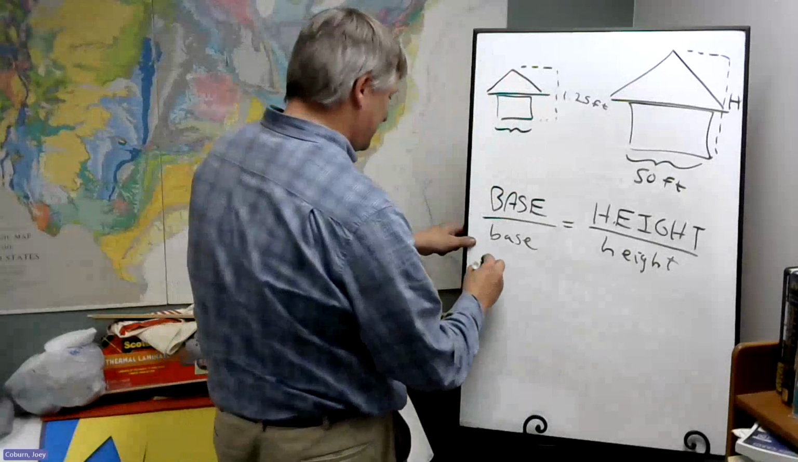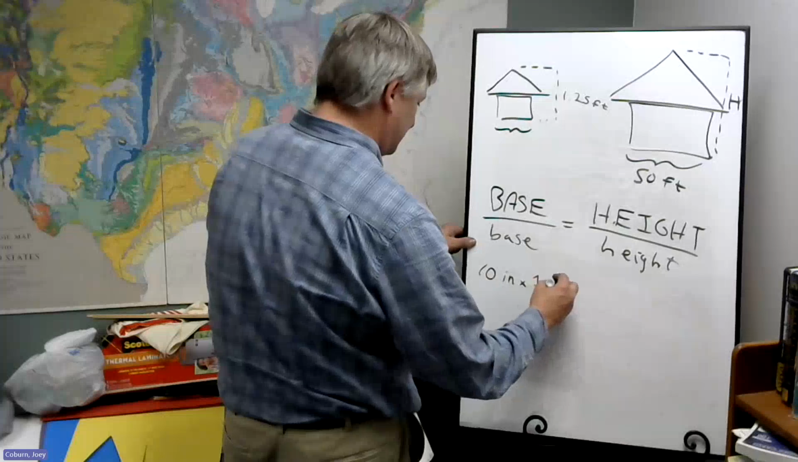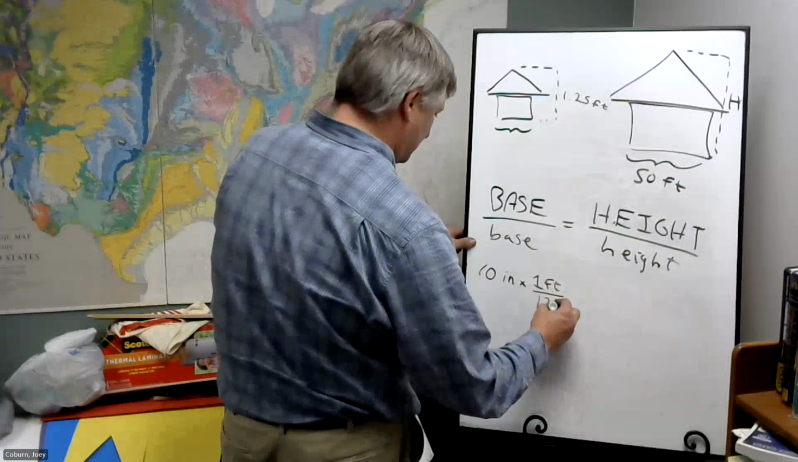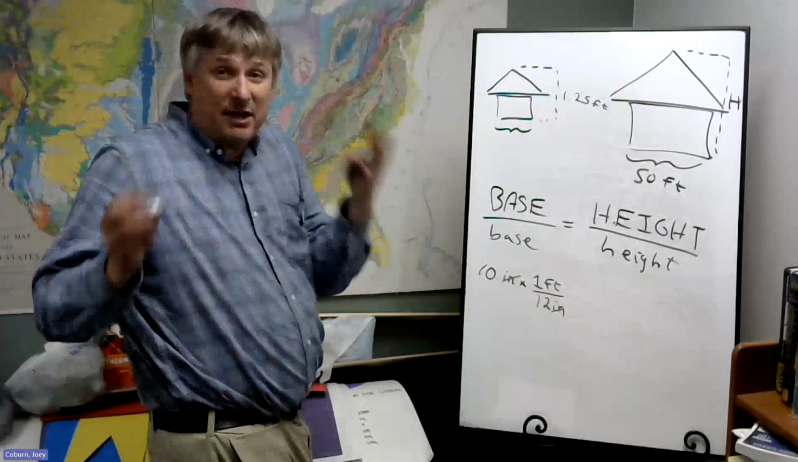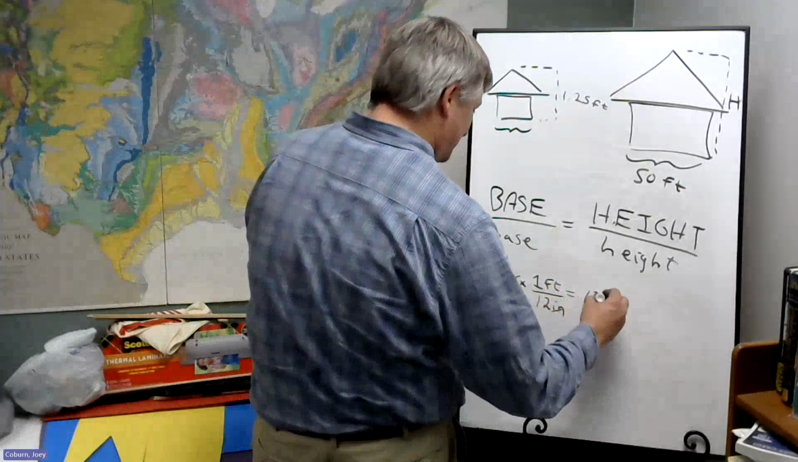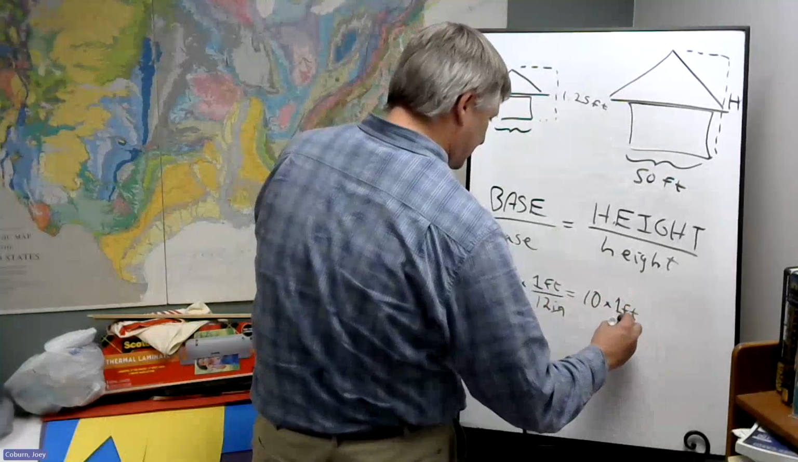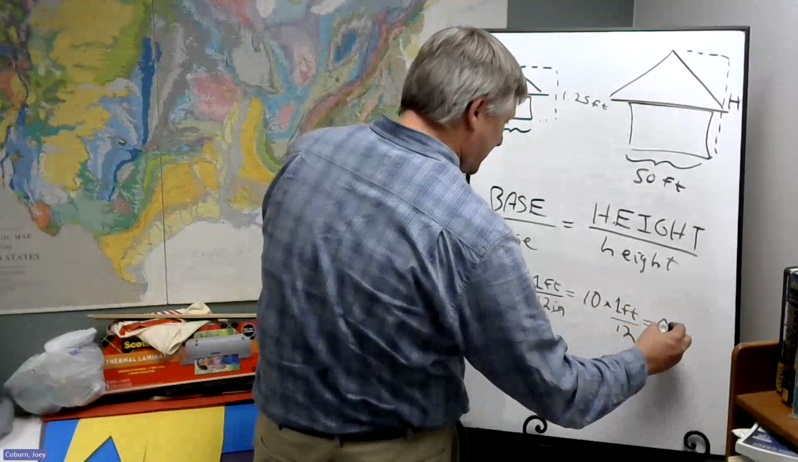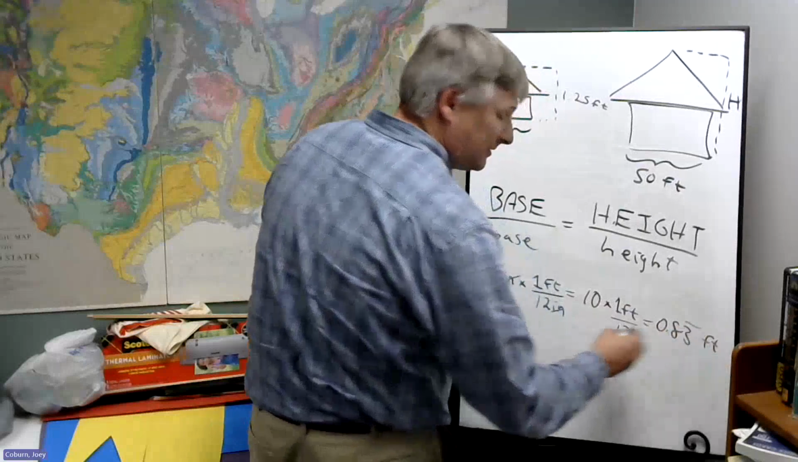If we convert 10 inches to feet, inches cancel, feet are left behind. So that tells us we've set the conversion up correctly. 10 times 1 foot divided by 12, and this becomes 0.83 repeating feet.